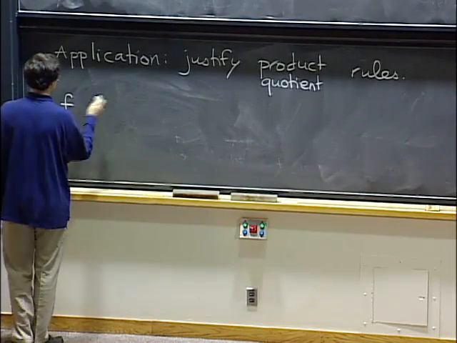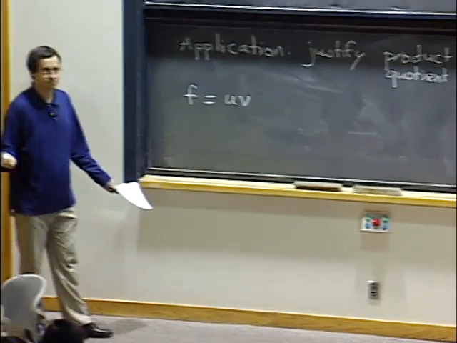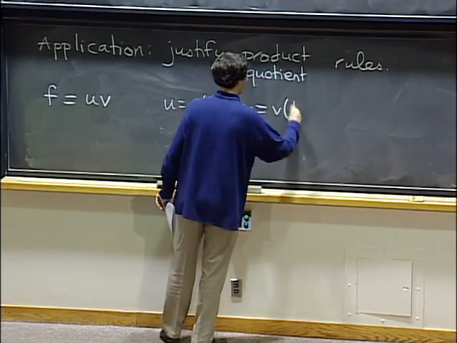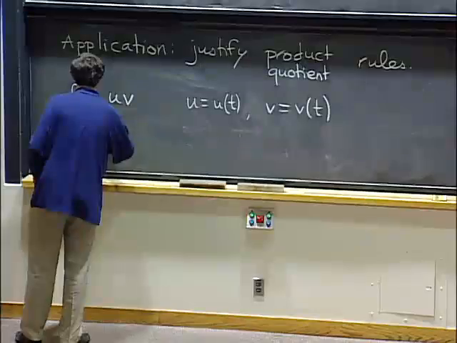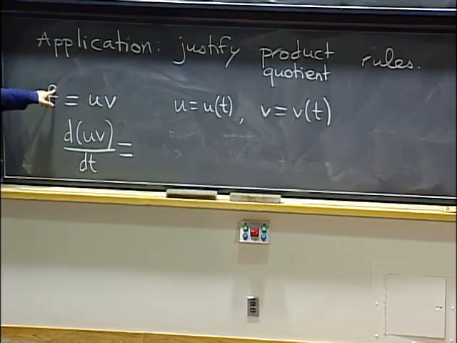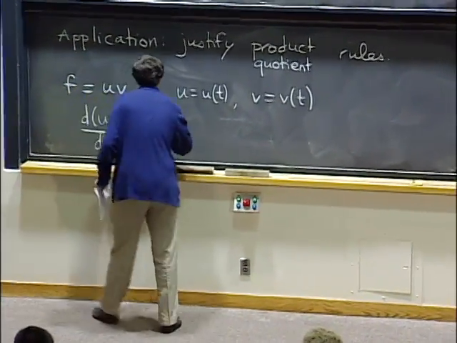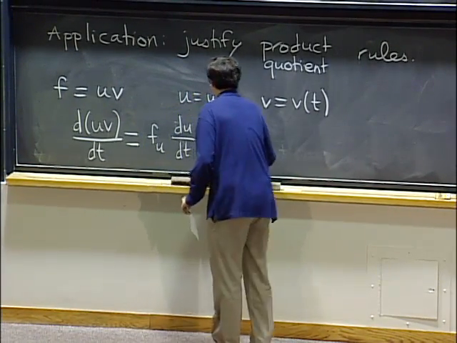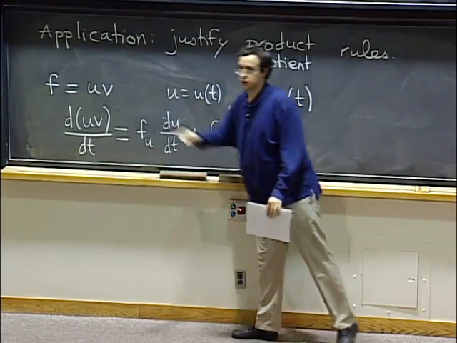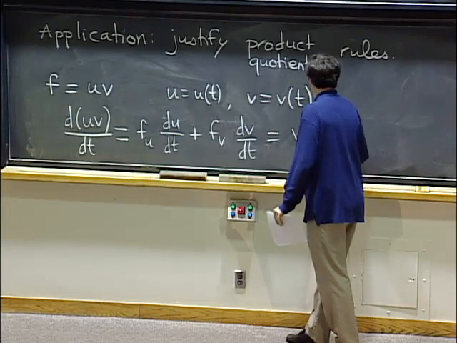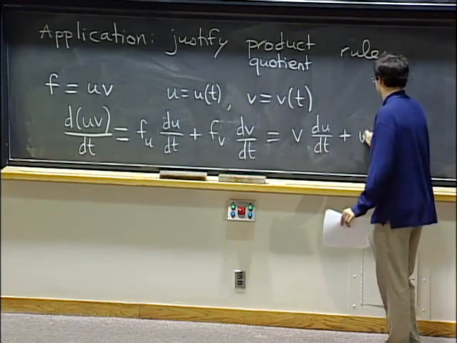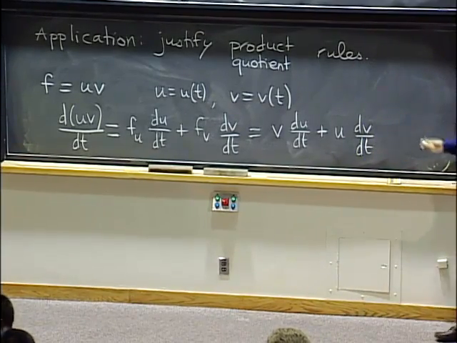So let's think, for example, of a function of two variables, u and v, that's just the product uv. And let's say that u and v are actually functions of one variable t. Then d of uv over dt is given by the chain rule applied to f. This is df dt, so df dt should be f sub u du dt plus f sub v times dv dt. But now, what is the partial of f with respect to u? It's v. So that's v du dt. And the partial of f with respect to v is just u. So you get back the usual product rule.